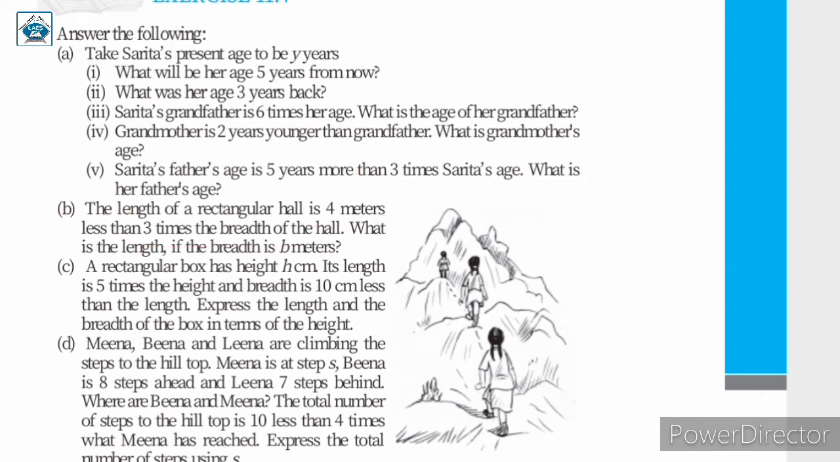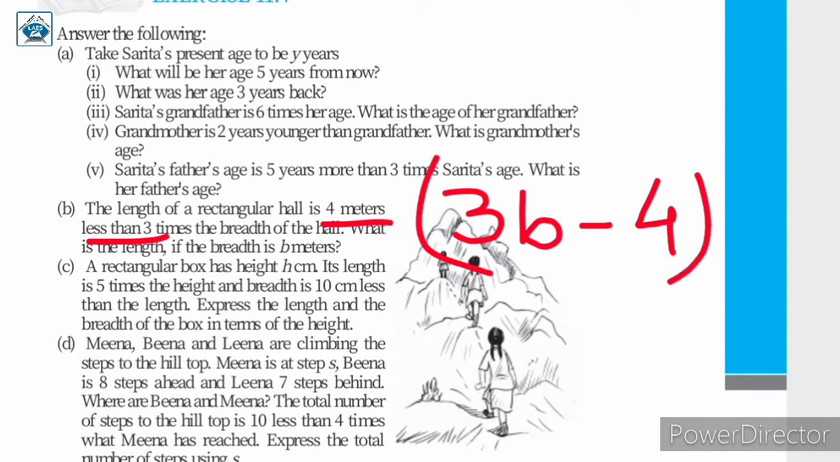Once again, here we are given 4 meters less than 3 times the breadth. So 3 times the breadth means 3 multiplied by B, which is equal to 3B. And it is 4 meters less than. So it is minus 4. So 3B minus 4 meters is the length of the rectangular hall.